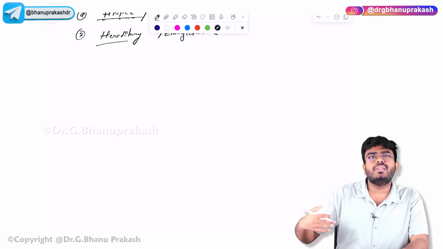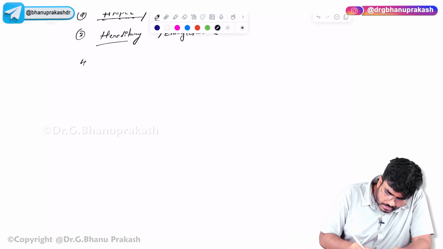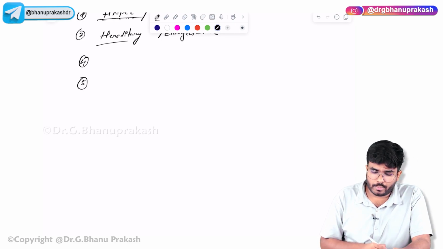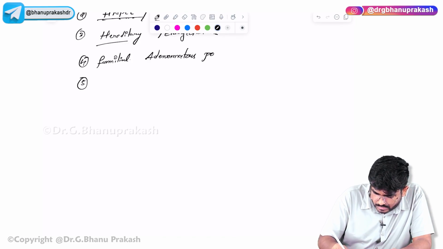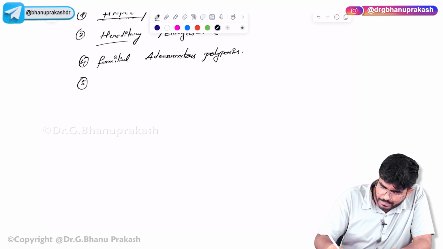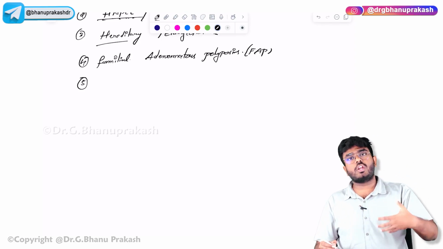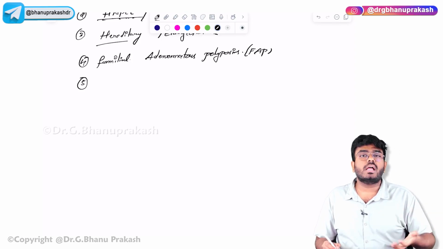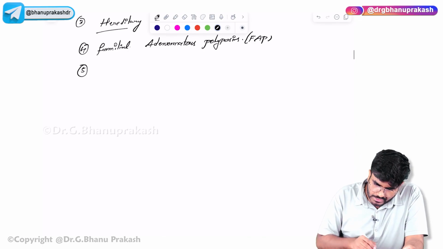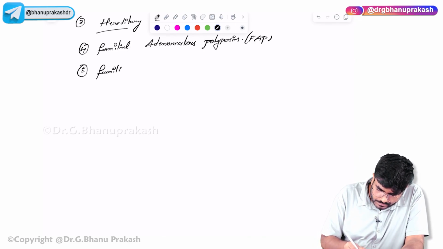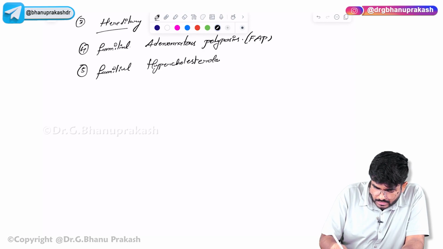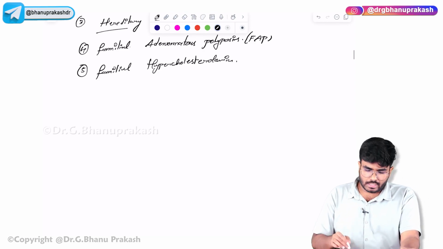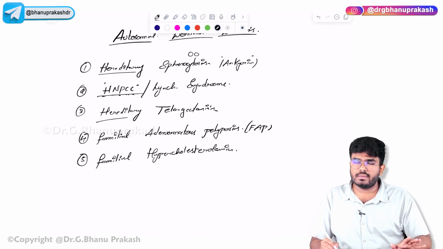Next, hereditary is something like familial, right? Family involved. Anything which starts with the word family is also autosomal dominant. So familial adenomatous polyposis, FAP, where lots and lots of polyps, hundreds and hundreds of polyps, are going to be there within the colon. Familial adenomatous polyposis and familial hypercholesterolemia. They're done. So anything which starts with the word hereditary or the word familial is autosomal dominant.